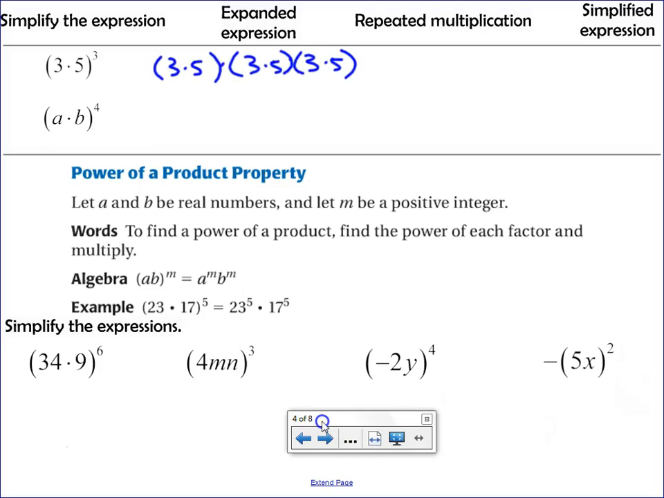3 times 5 times 3 times 5 times 3 times 5. I can rearrange the order, so I have 3 times 3 times 3 times 5 times 5 times 5, which would be 3 to the third power times 5 to the third power.